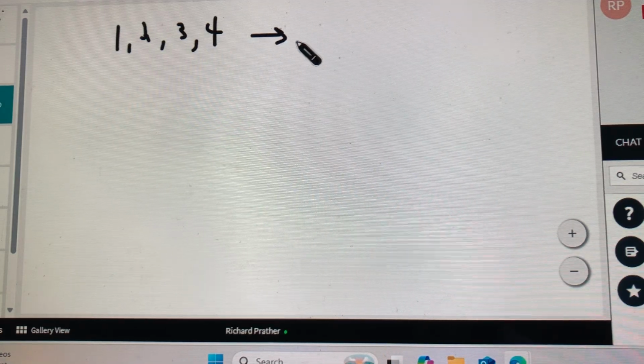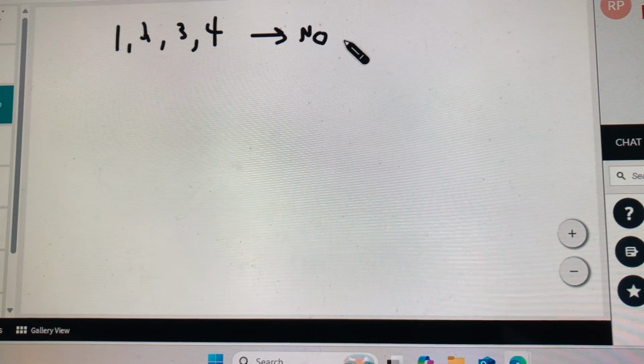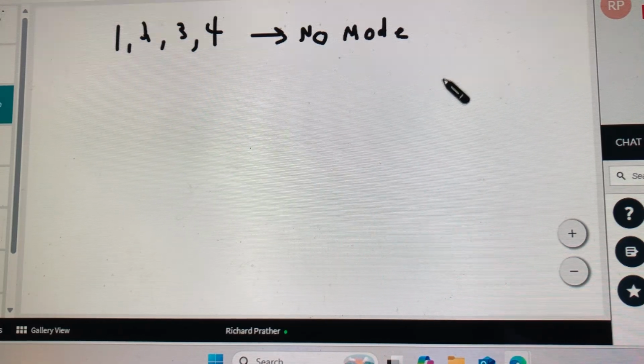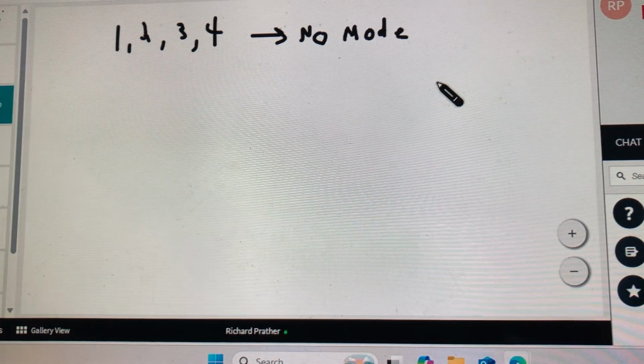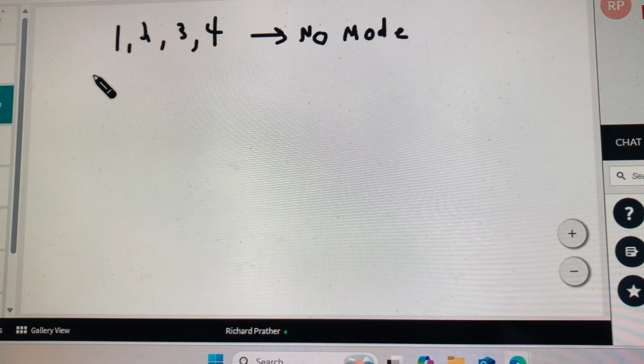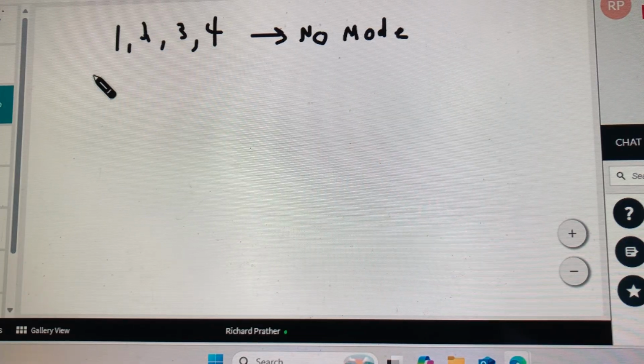Then we say there's no mode, or none. If every number occurs equally, then there's no mode. If every number happens once, if every number happens twice, or 3 times, or 4 times, there's technically no mode. You have to have at least some numbers that happen more than others to have a mode.